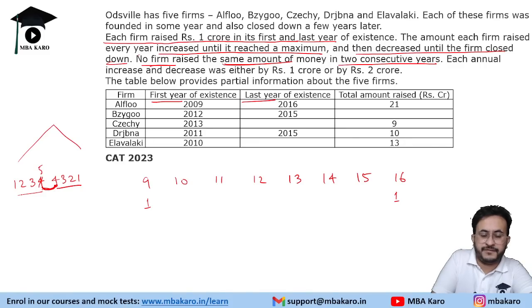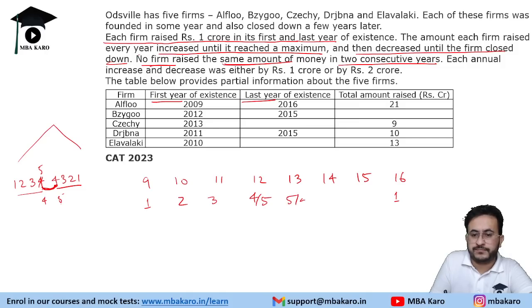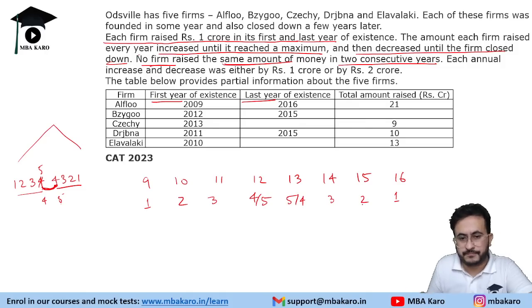So either it is 5. So 1, 2, 3, 5, 4, 3, 2, 1. Or you can also make it 1, 2, 3, 4, 5, 3, 2, 1. So these two could be 5 or 4. So this is how we get it.